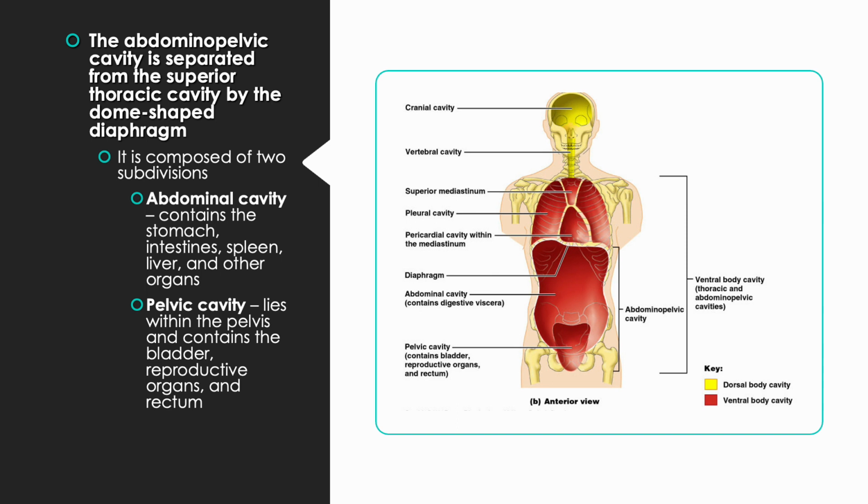Your pelvic cavity includes the organs in your pelvis. So lower down, these are going to be your reproductive organs, your bladder, and your rectum, the very, very bottom part of your large intestine, are all going to be in the pelvic cavity. So the pelvic cavity is lower than your abdominal cavity.